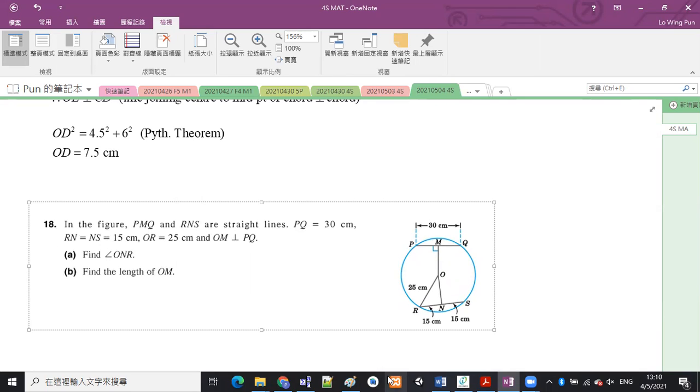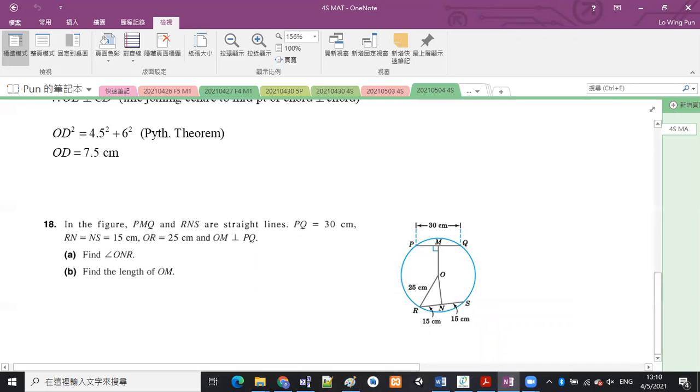ONR is this angle. ON is the line from center to midpoint of chord, therefore it will be perpendicular to the chord. So that will be 90 degrees. In part A, this one is easy.